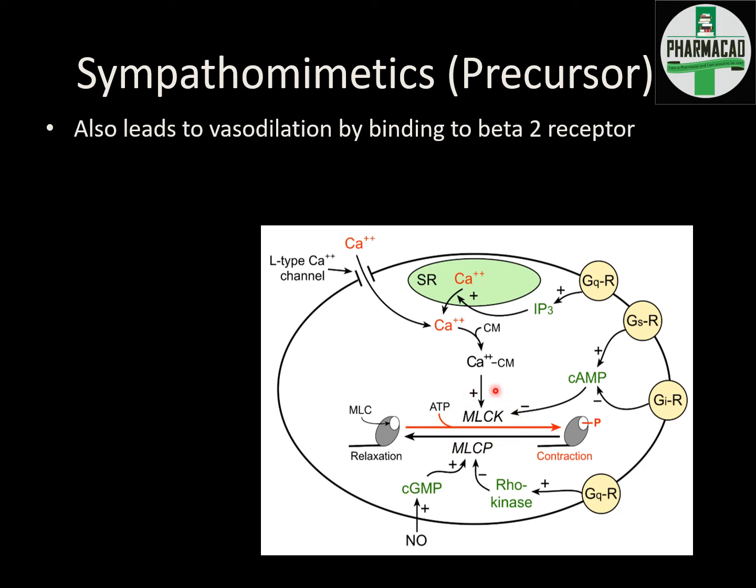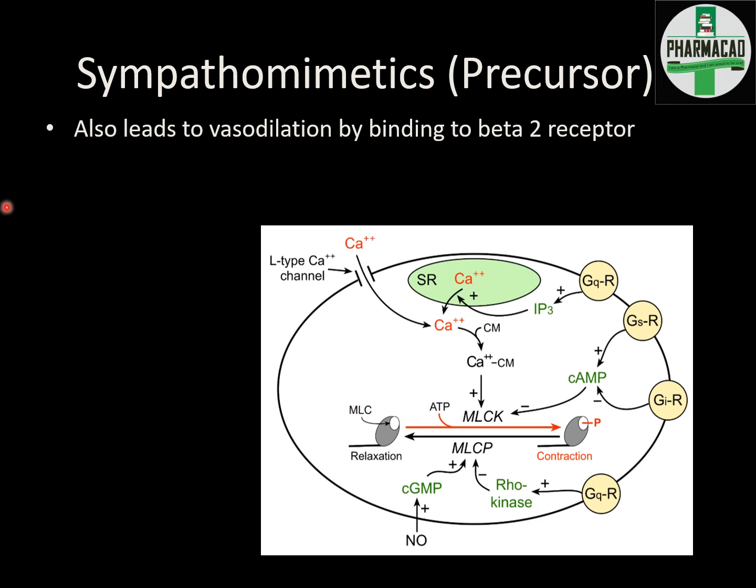When this enzyme is getting activated, it causes phosphorylation of myosin light chain. As the name suggests, kinase enzyme is causing phosphorylation of this myosin light chain, and whenever there is phosphorylated MLC, that is myosin light chain, it is helping in contraction of the smooth muscle cell. So this is how after entry of the calcium, it is causing activation of MLCK enzyme, and it is causing contraction of smooth muscle cell through phosphorylation of myosin light chain.